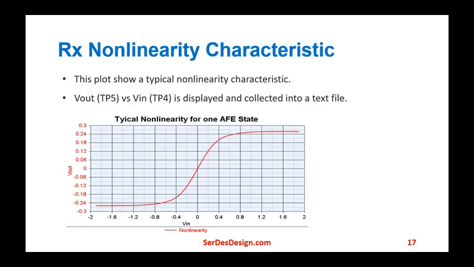The receive output waveform characteristics. This plot shows a typical output waveform characteristic as the input level is varied from small signal, 25 millivolts, into compression, 400 millivolts.